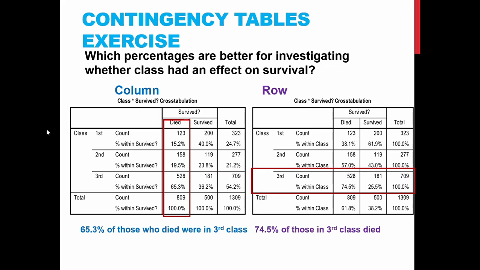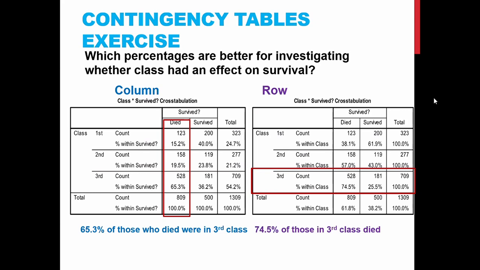For those who died, look, on the first class there are 123, on the second class 58, and on the third class 528. But if you look at the third class on its row, there are 528 who died and 181 who survived, with a total number of passengers in that class of about 709.